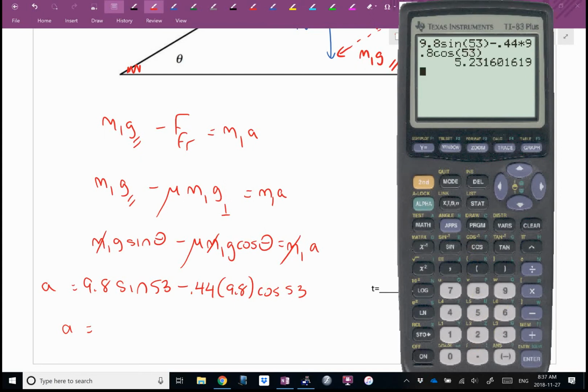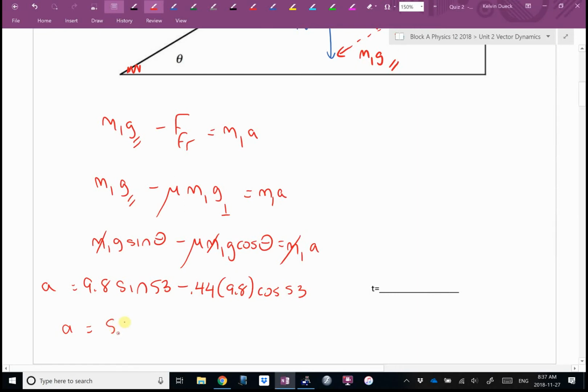Okay. And that, you know what, with the 0 right there, that's a nice place to round off. I'll carry a few extra sig figs because I'm going to use this value. So 5.2316. Do I need to call this negative at all? Am I slowing down or speeding up? I am speeding up because I decided gravity was a winner and I got a positive answer.